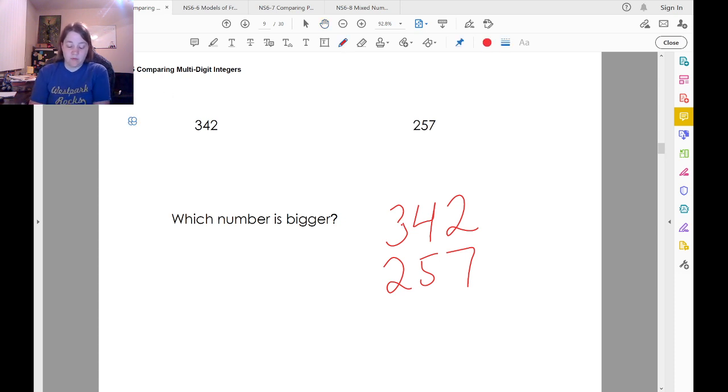If I think about, would I rather have $342 or $257? Well, I'd rather have $300 than $200. Because the number of digits is the same, we're going to start off by comparing the biggest amount. I would much rather have 342 than 257. Remember, in math, it's okay to think greedy so that you can compare numbers.